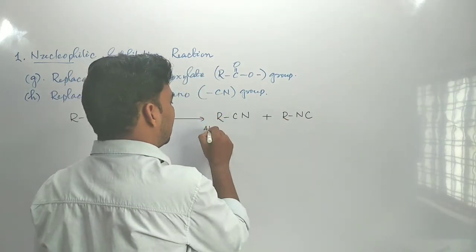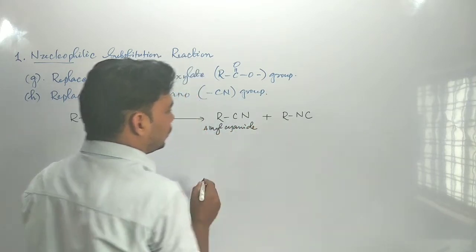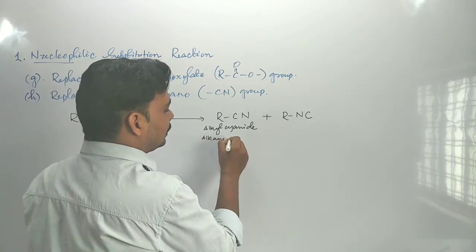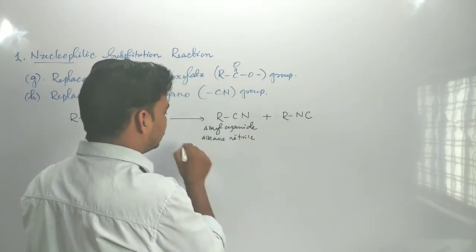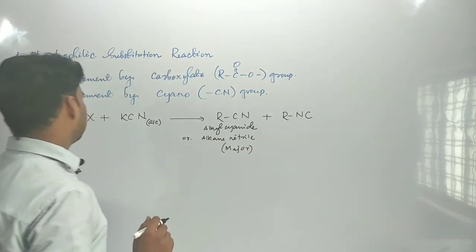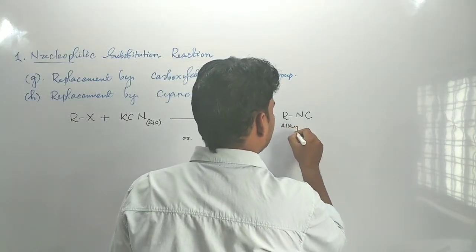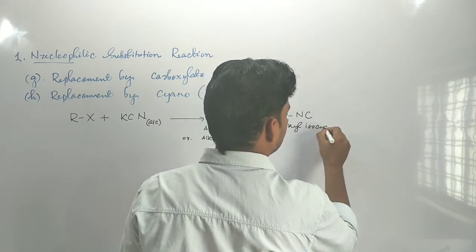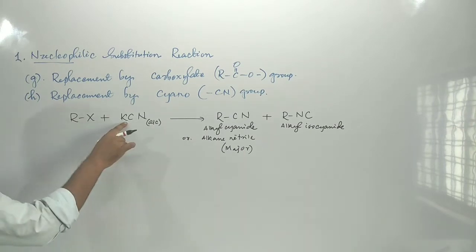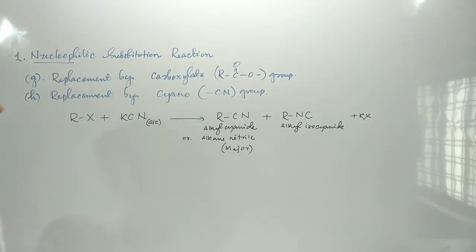Okay, this is alkyl cyanide, or this is also called nitrile alkane. Nitrile. This is the major product here. This is obtained in major amount. Whereas another minor product is alkyl isocyanide. This is also called carbylamine isocyanide. Okay, and this K plus and X minus will give rise to KX for the same halide.